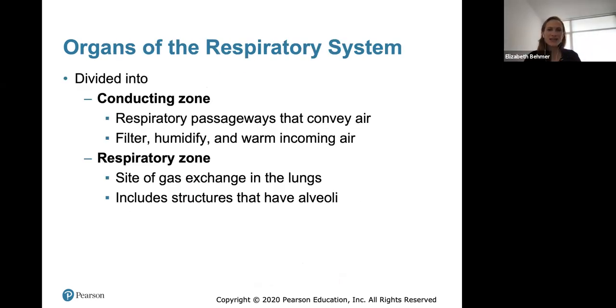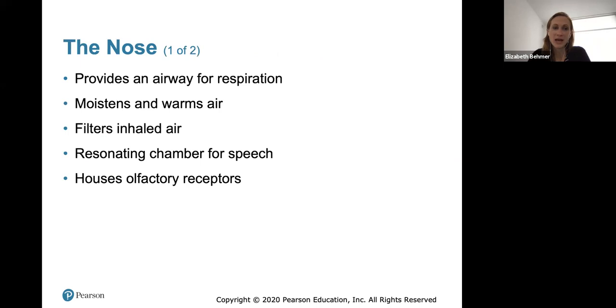So we can divide the organs of the respiratory system into the conducting zone and the respiratory zone. The conducting zone is the respiratory passageway that conveys air. It will filter, humidify, and warm incoming air. And the respiratory zone is the site of gas exchange, so where oxygen goes into your capillaries and carbon dioxide gets unloaded. And this will include structures that have alveoli.